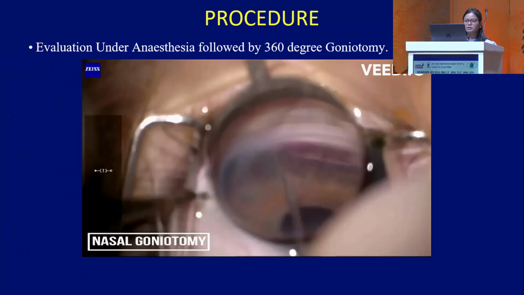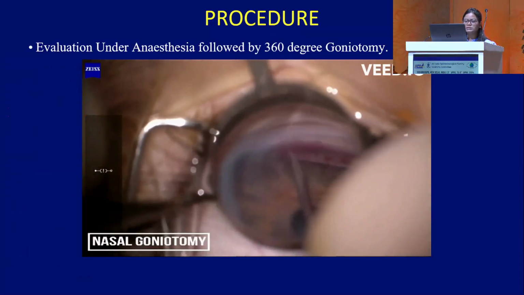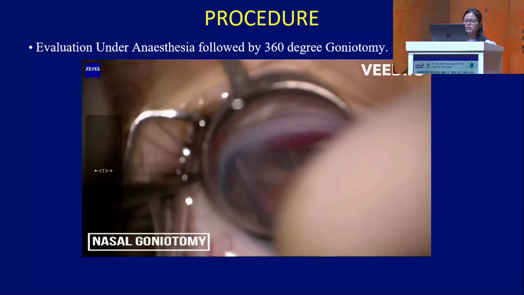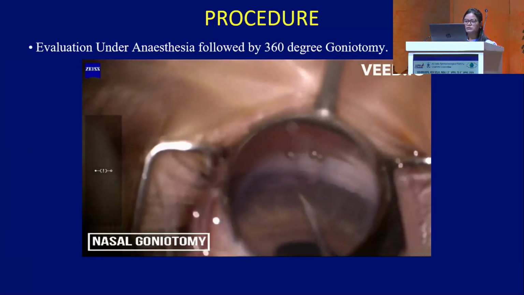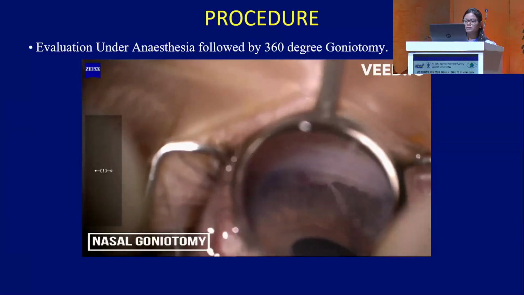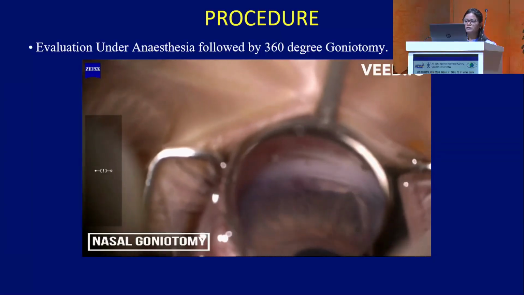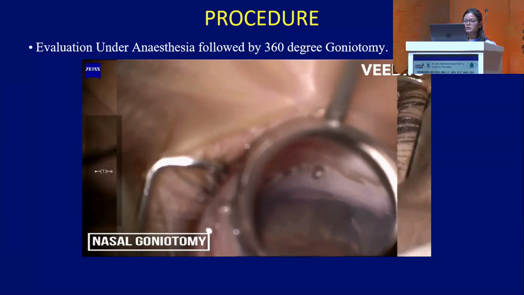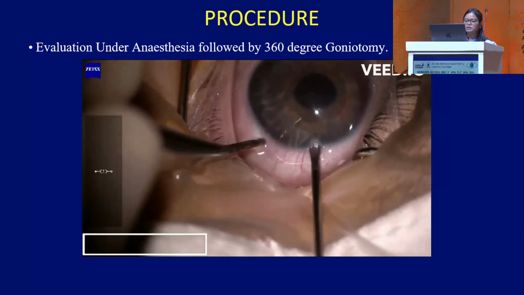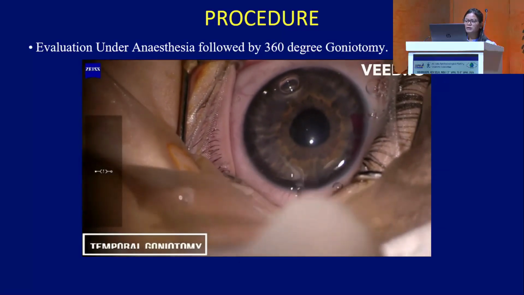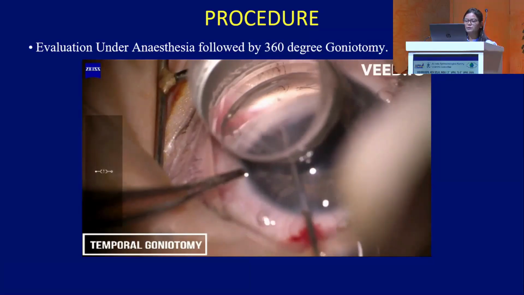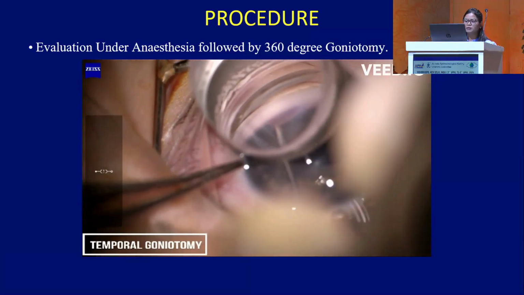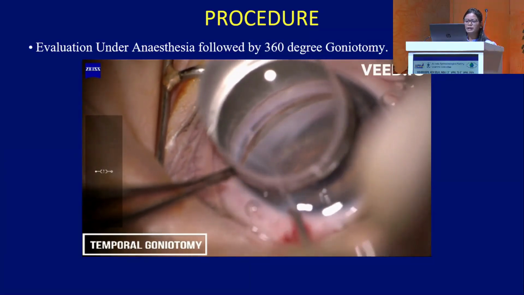So after doing an evaluation under anesthesia, we performed a nasal goniotomy by using a bent 24-gauge needle, and we inserted that needle from the temporal limbus and performed the nasal goniotomy after visualizing the angle using a Swan-Jacob lens. The high iris tissue insertion was incised and iris fallback was noted. Similarly, temporal goniotomy was performed by inserting this bent needle from the nasal side of the limbus.